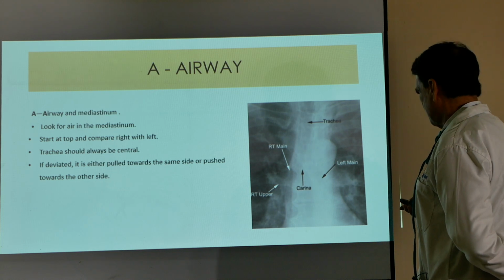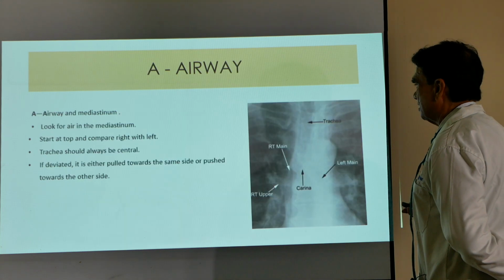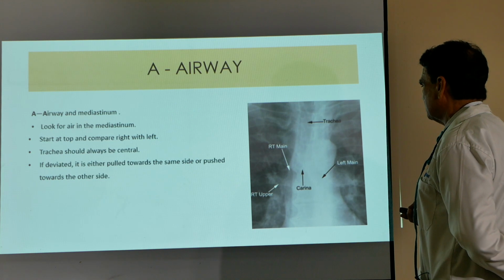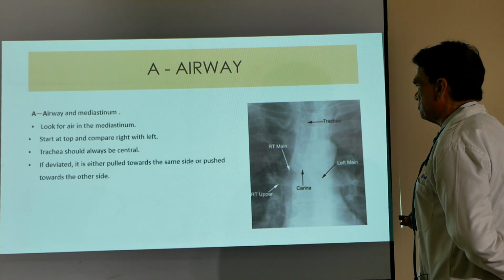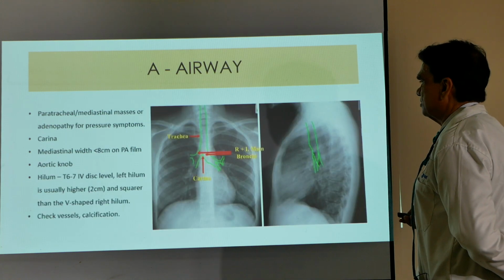Then trachea should always be central. If it is deviated, it is either pulled towards the same side or it is pushed towards the other side.